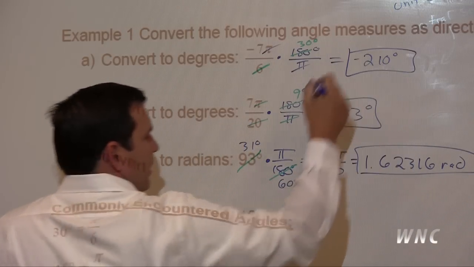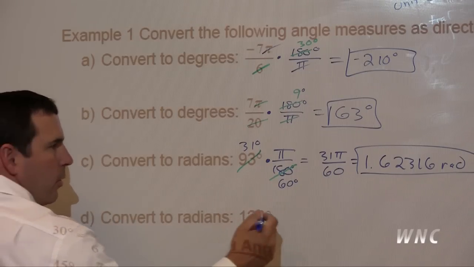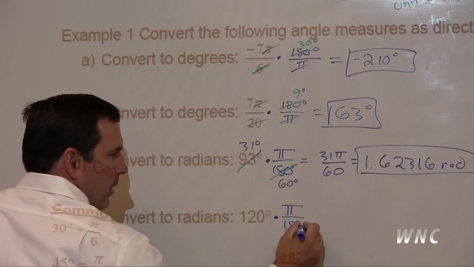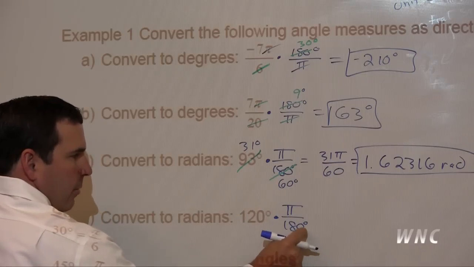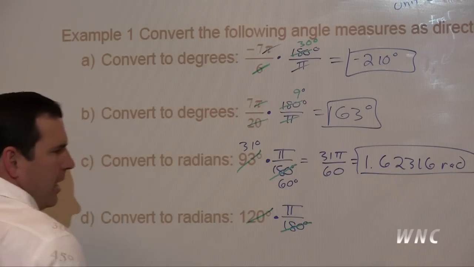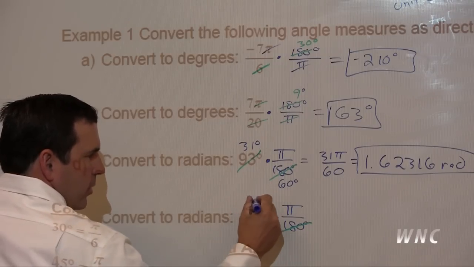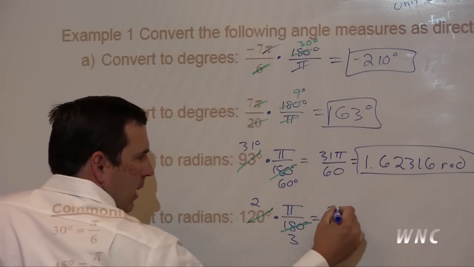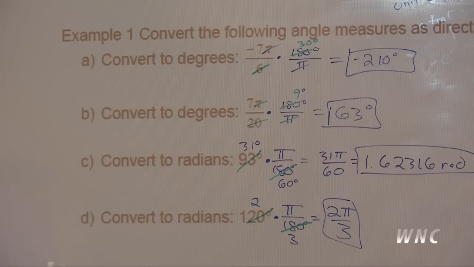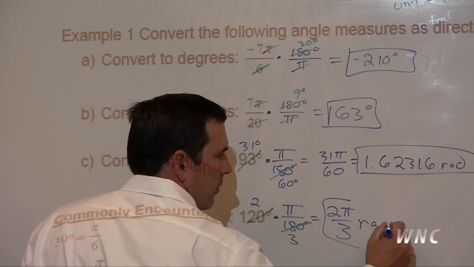And the last one of this set, we're going to convert 120 degrees into radians. So we're going to do the conversion, pi over 180. Again, we want to get rid of degrees, so we have degrees down below. So 120 and 180. We can divide 60 out of both of those, and we're left with 2 on top, 3 down below. It's 2 pi over 3, and that's kind of a standard value. We'll leave it like that. Say radians here, though.